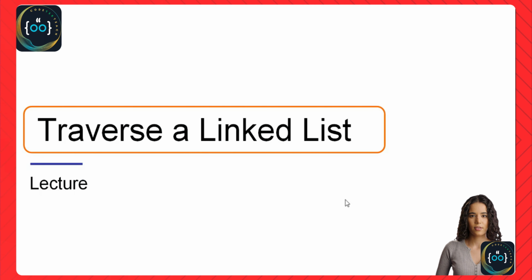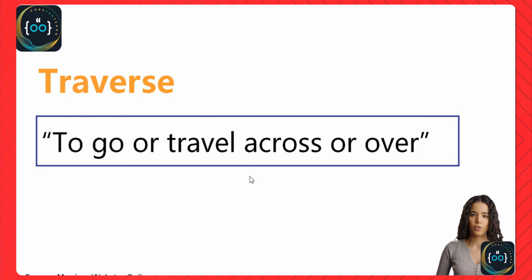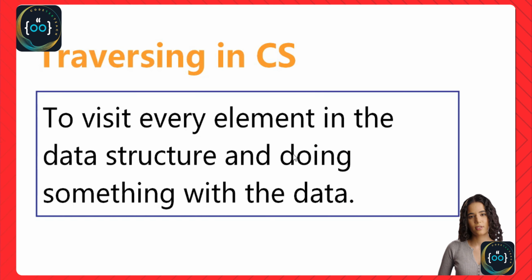Welcome back. Now we're going to implement a method that will traverse a linked list so we can print all its values. First, let's see what traversing means. According to Merriam-Webster Online, to traverse means to go or travel across or over. And that is essential because in the world of computer science, which we often abbreviate as CS, traversing means visiting every element in the data structure and doing something with the data of each one of those elements.